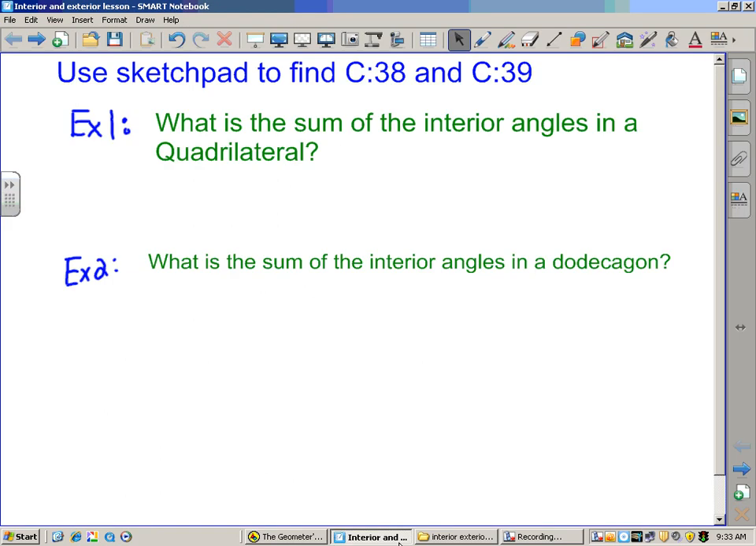So in today's lesson, we need to make a conjecture, which is going to be our conjecture number 39. 38, we already did this. What was the sum of the interior angles in a quadrilateral? 360. That was conjecture 38. Now conjecture 39 is going to help us find the sum of the interior angles in a dodecagon. And I'm not going to put a dodecagon on the Sketchpad and measure them. Discuss with your group members right now. What do you think this conjecture is going to be?